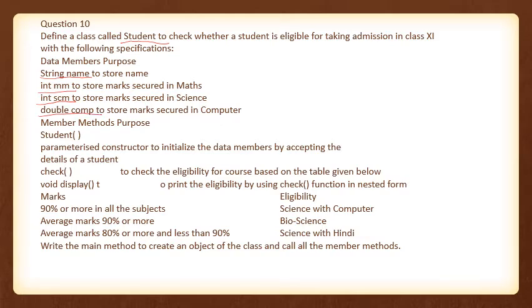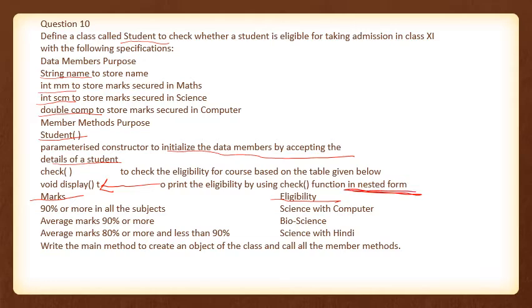Next, the member methods. First is a parameterized constructor to initialize the data members by accepting the details of the student. Check, to check the eligibility based on the table given, marks and eligibility. Void display, to print the eligibility by calling the check function in a nested form. Nested form means calling the check function in the display. That is known as a nested form.